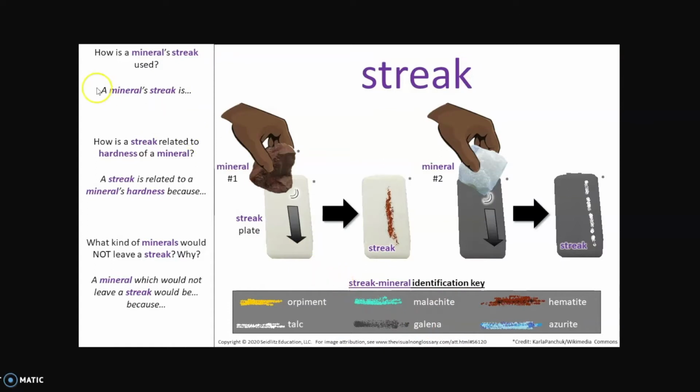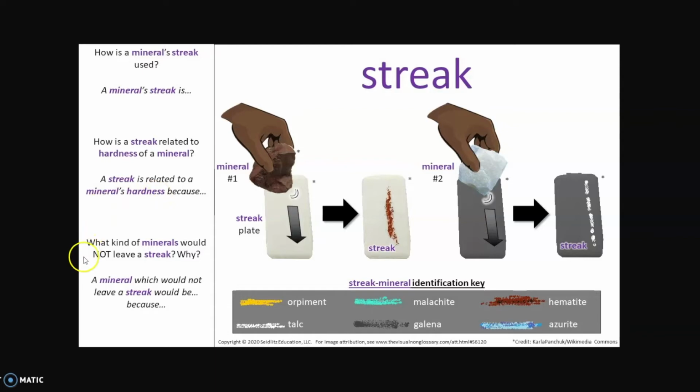Or another student might answer, a mineral streak is used to see what it looks like when you strike the mineral onto a plate, for example. There's also different kinds of questions. There are relational questions that ask the students to think about how this word is related to another vocabulary word. In this case, how is streak related to the word hardness?